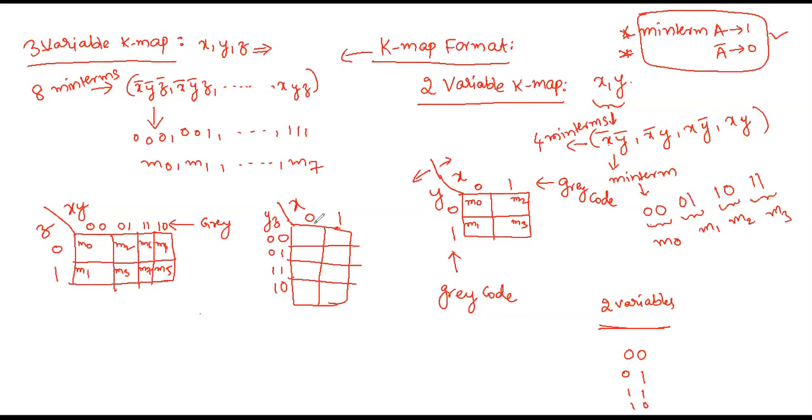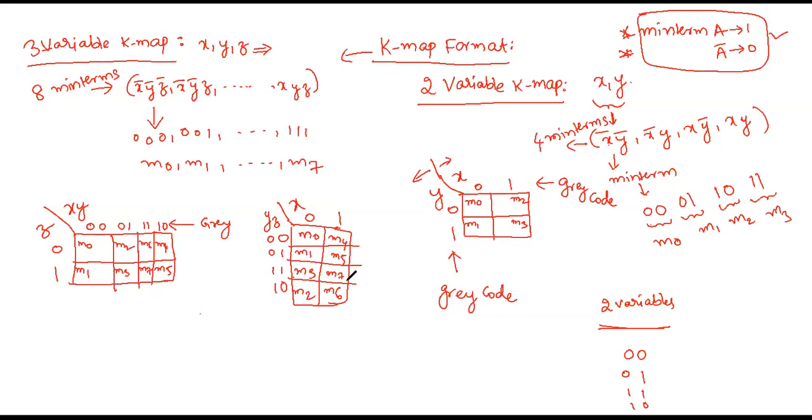Okay, here also you can write the minterms. 000, M0, M1, M3, M2, M4, M5, M7, M6. Okay.